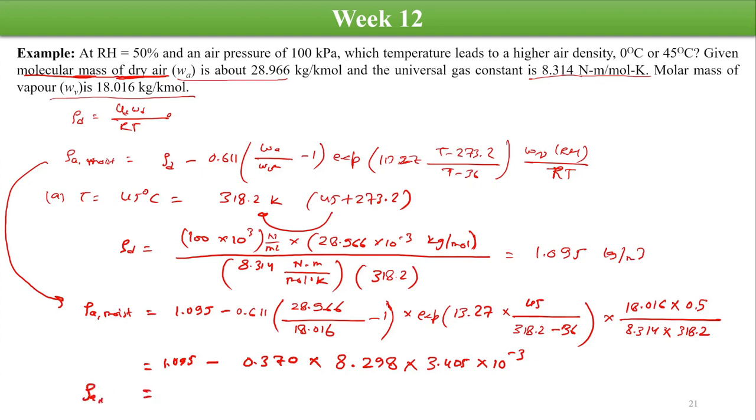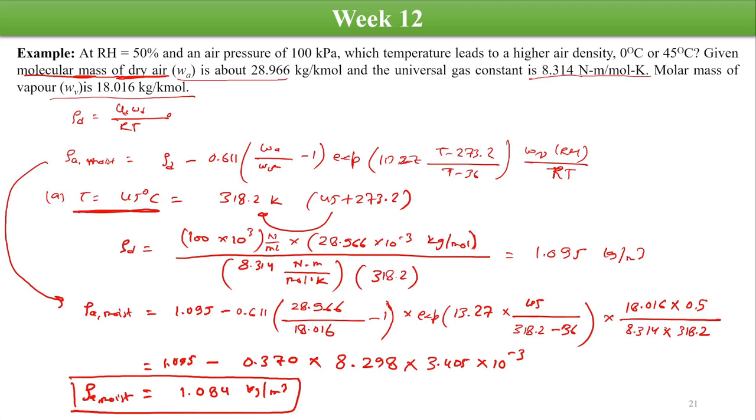Solving it further, rho A moist we will get 1.095 minus 0.370 into 8.298 into 3.405 into 10 to the power minus 3. So it will be 1.084 something kilogram per meter cube. Right? So rho A moist we have got this value. Okay, so that is for a temperature of 45 degrees.